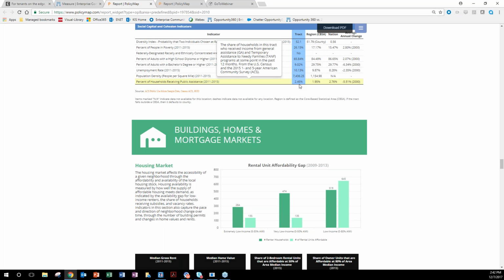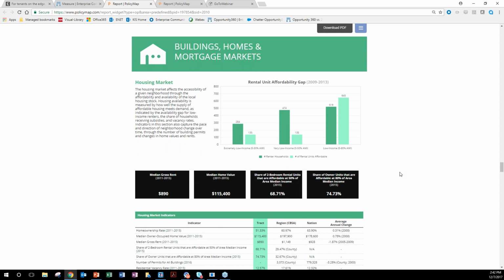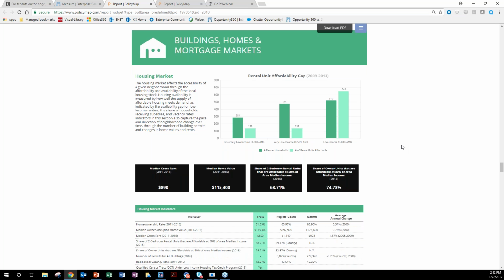So 2.4%, which is a little bit higher than the region, but lower than the nation, right? And that percentage is decreasing. So the number of folks who are actually receiving public assistance. There's a whole range of metrics about buildings, homes, and mortgage markets. So you'll see this gives you kind of how severe the affordable housing crisis is in this particular community.